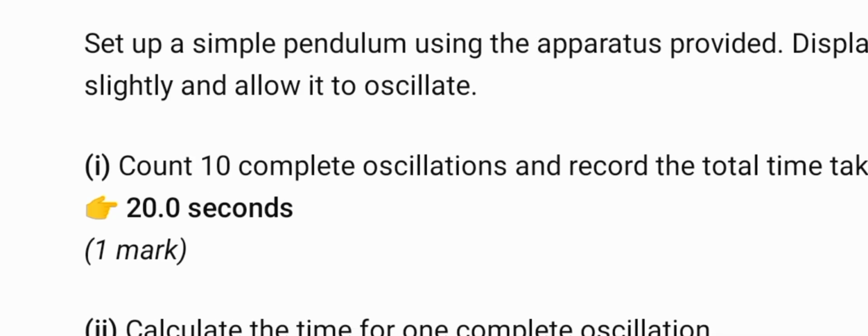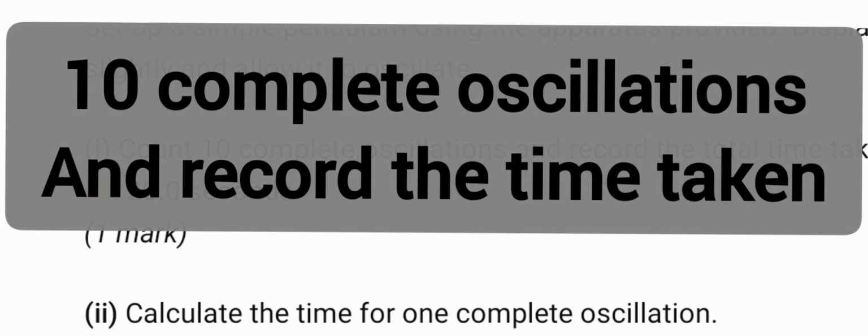Displace the bob slightly and allow it to oscillate. Count 10 complete oscillations and record the total time taken. That is 20.0 seconds.